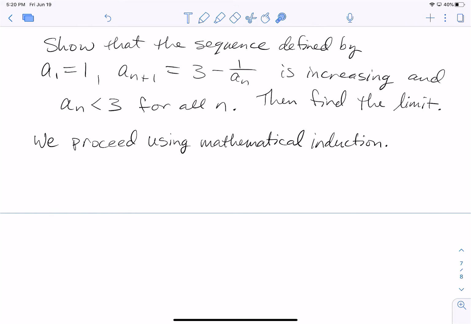We're going to take these separately. First, we're going to show it's increasing, and then we're going to show the inequality a sub n is less than 3. To use mathematical induction, we want to show that it's true for some number, usually 1. In this case, we're going to show that it's true for n equals 1.